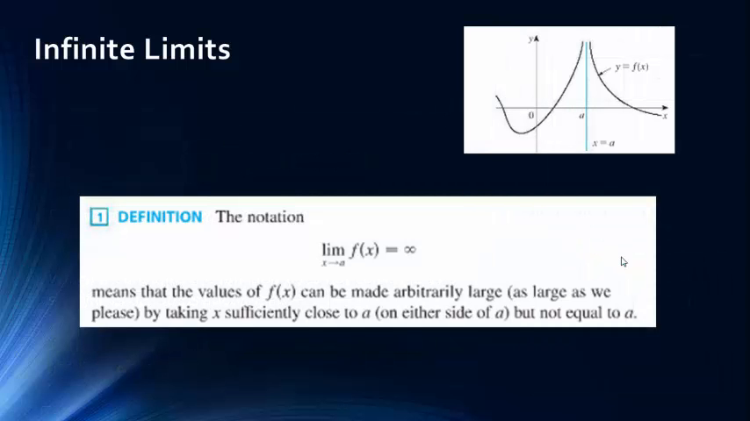Okay. So here's our definition of this. The notation, the limit as x goes to a of f of x equals infinity, simply means that the values of f of x, remember f of x stands for y, can be made arbitrarily large as we please, by taking x sufficiently close to a on either side of a. Okay, and so the graph here is also explaining this: as we get closer and closer to a, our y value, or our function value, is getting larger and larger.